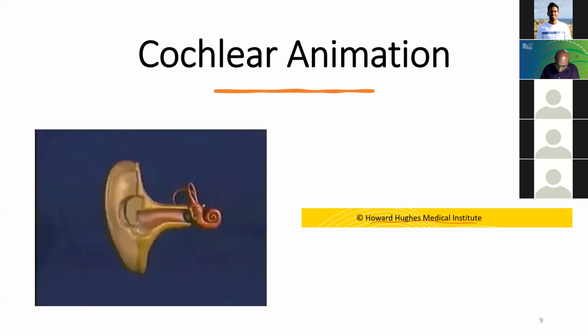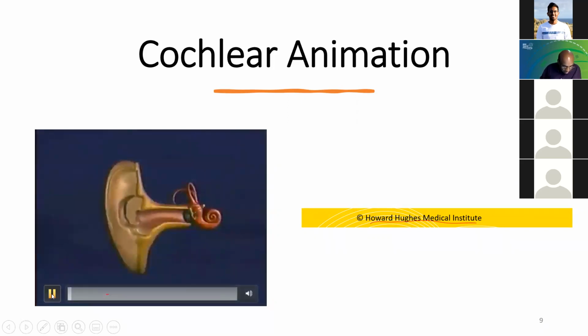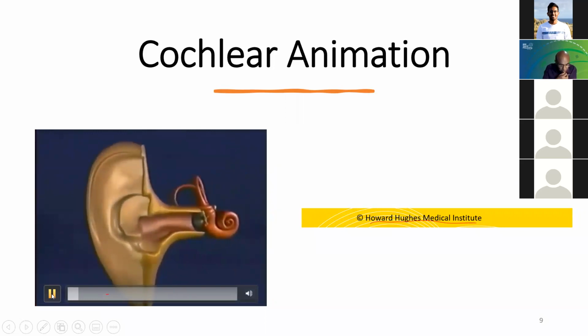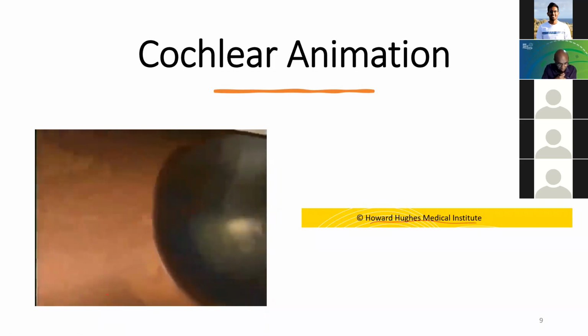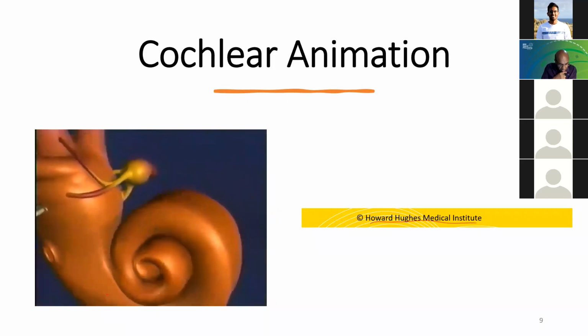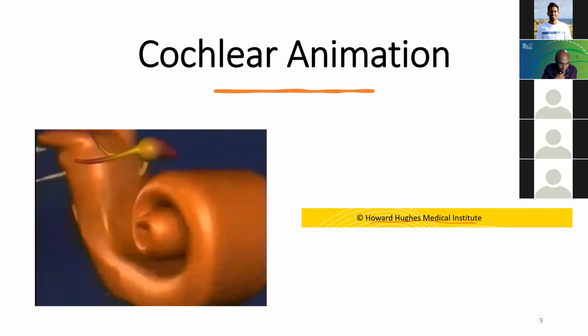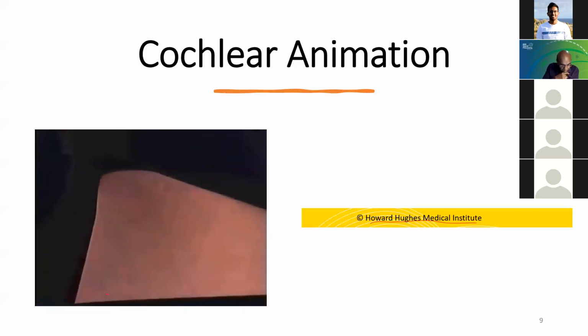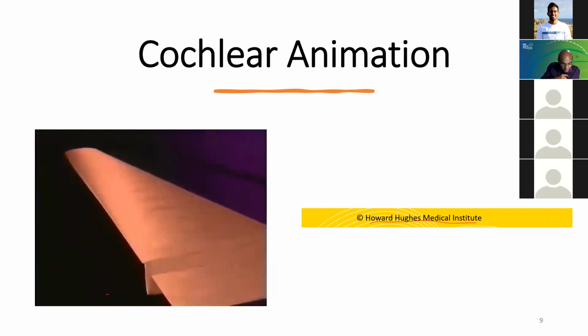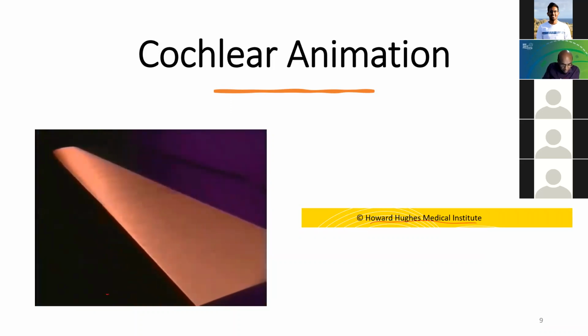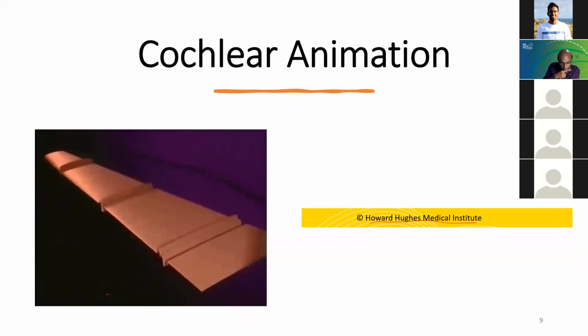Okay, let me get this animation going. Okay, it starts. So cochlea is uncoiled now. They're going to show that uncoiling the cochlea. And that's the basilar membrane, trapezium. Single tone, another tone, tone, tones.